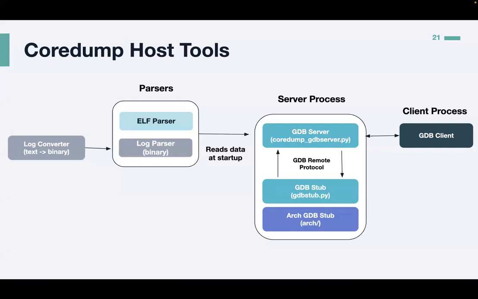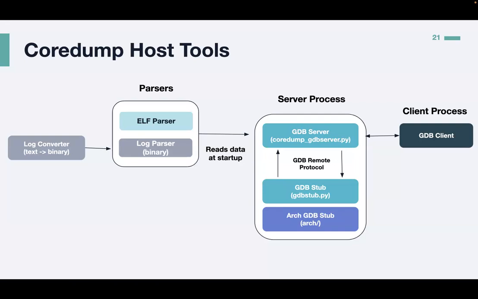So before I get to the demo, just want to go over a few of the host tools that are required to process and load a Coredump. The first step, if you're using the logging output, is to use the logging converter script provided by Zephyr. What this does is it takes that text output that we just saw in the previous screenshot and turns it into binary data that the Zephyr GDB server can read.